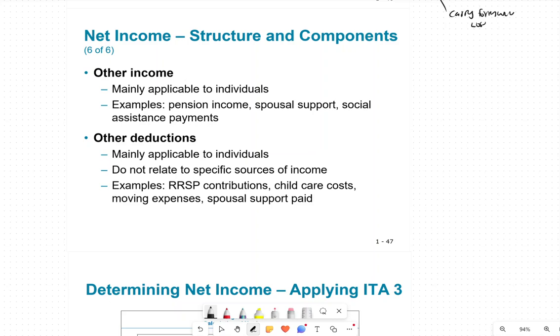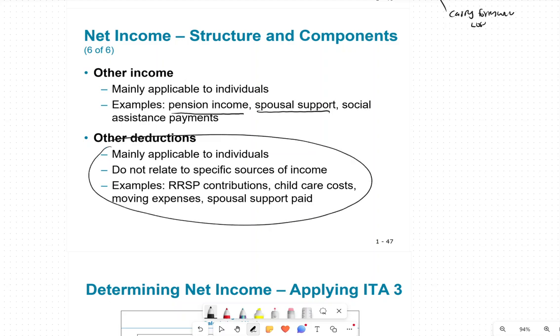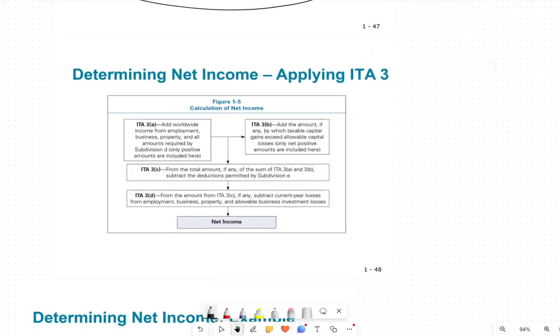Now the other income, as an individual, you could have a pension income. If you retired, you're going to have a pension income. Your spouse could be paying you spousal benefit. If your income is low, you get social assistance payments. And these are some of the deductions that you're allowed. We talked about it: RRSP, child care expenses, moving expenses, the spouse support that you paid.